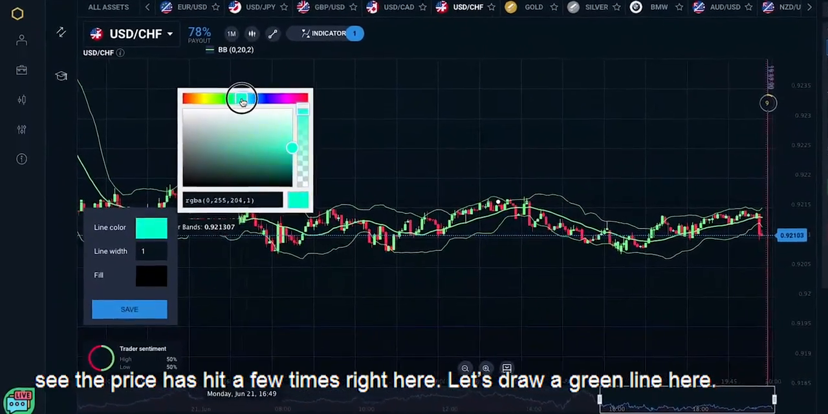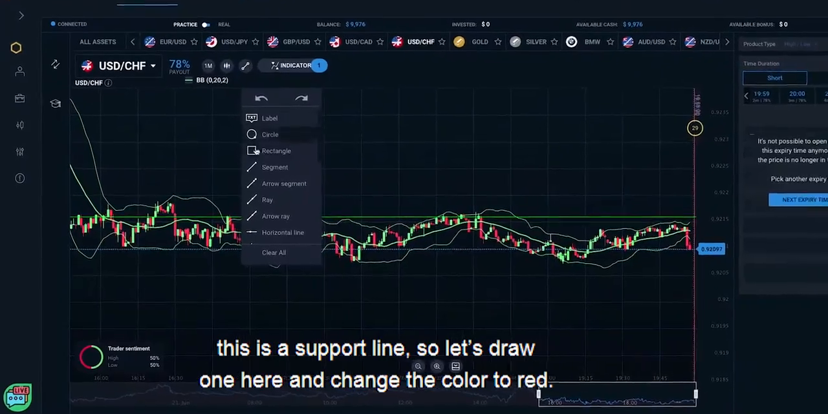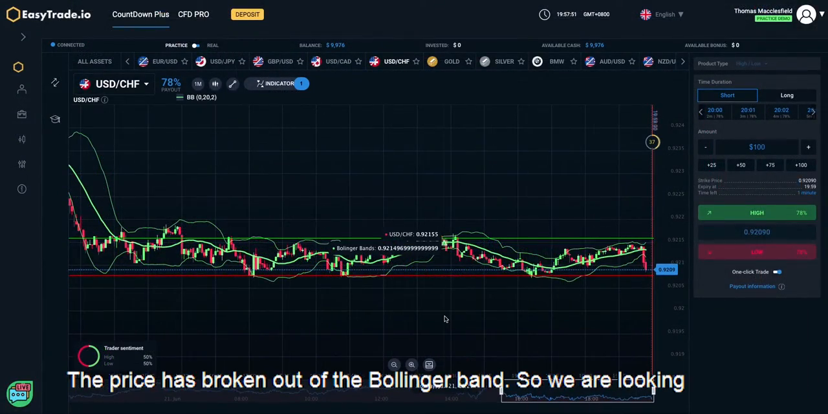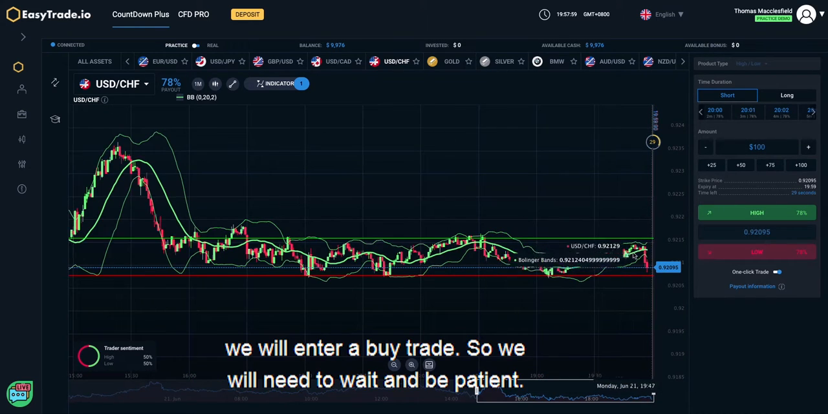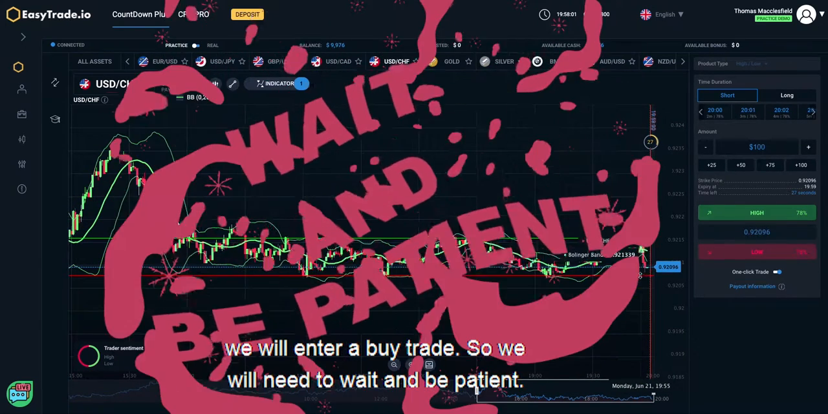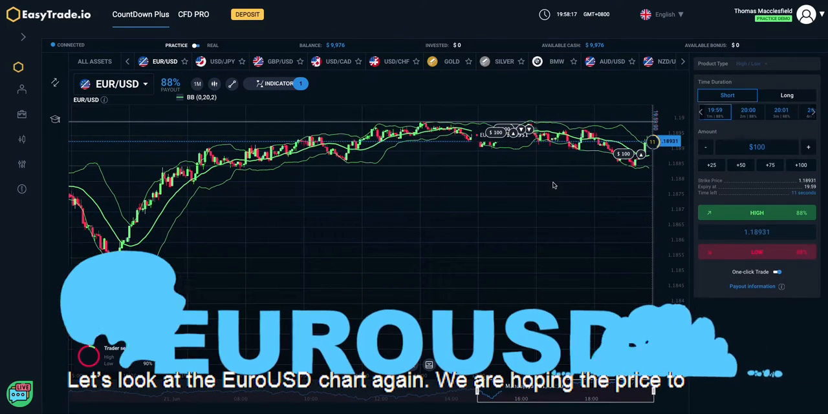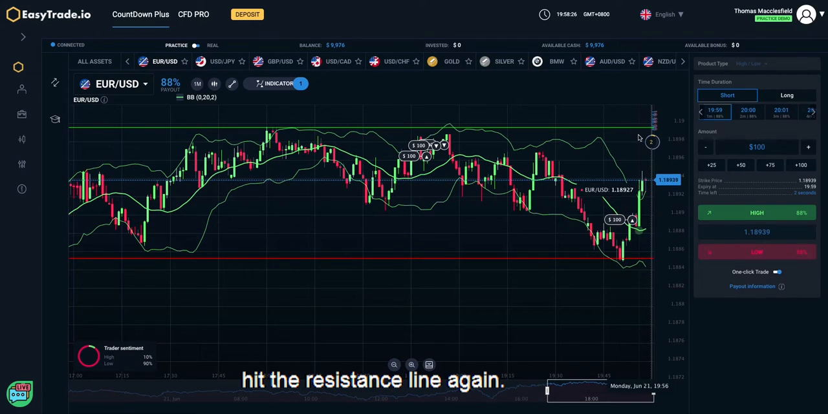Let's draw a green line here, and you can see this is a support line. So let's draw one here and change the color to red. The price has broken out of the Bollinger Band, so we are looking for the price to hit the support line and bounce back. So when it hits, we will enter a buy trade, so we will need to wait and be patient. Let's look at the Euro/USD chart again.